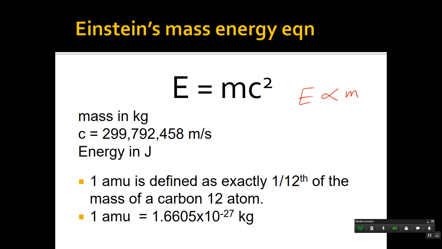So in this equation, we have to learn a few things. First of all, energy is going to be measured in joules, right? C is no longer 3 × 10⁸. All right, it's this number here. Remember I said use all the significant figures if possible? Use all of them, all right? And we're going to talk about these AMU units in a second.